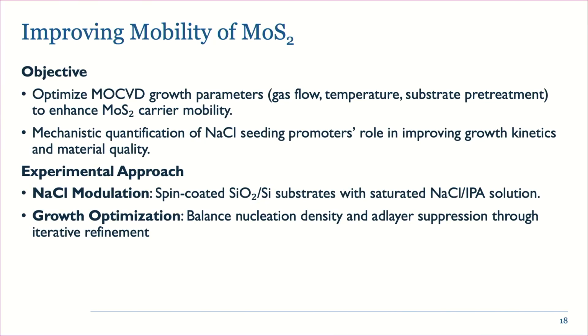So, as I said before, the mobility that we got originally was around 30 or 35 centimeters squared per volt second, but we can do better. So what we've been working on is optimizing the growth parameters to improve the material quality. Some of the variables that we can play with are the gas flow, the temperature, and how we pre-treat the substrate. And also, we use sodium chloride as a seeding promoter for the MoS2, and playing with that concentration is another variable that we can adjust.